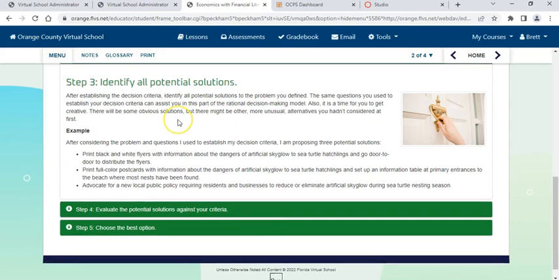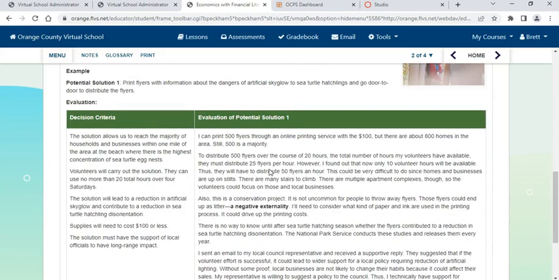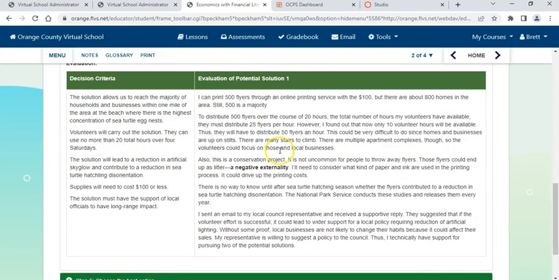Then we can find some potential solutions, whether it's public awareness, printing out flyers, knocking door to door, internet campaigns, commercials, radio advertisements, whatever it is. Then you want to evaluate the potential solutions against what your overall goal is, what's your criteria. And there are some potential drawbacks. So they give an example here of, hey, if we want to make people aware of artificial light for the sea turtles, we can print out a bunch of flyers to help save the sea turtles.